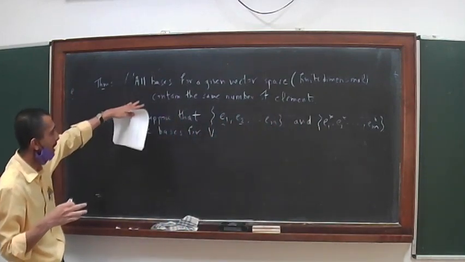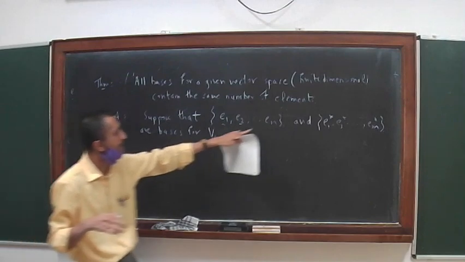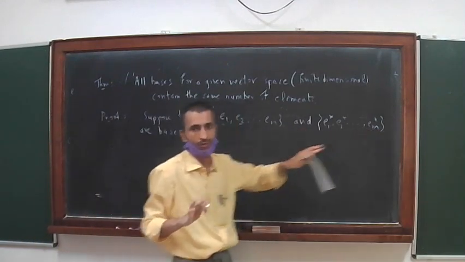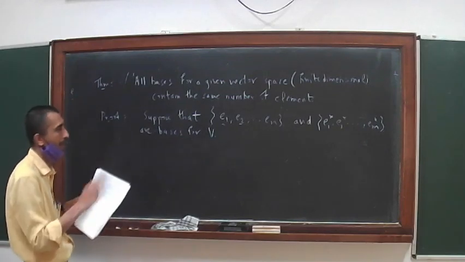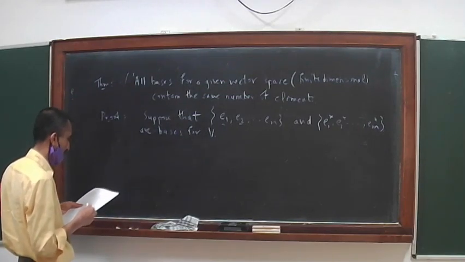So we want to prove basically that this n is equal to m. That's what we want to prove actually. So we start with the assumption that n and m can be different, and these are the two different bases that we have.